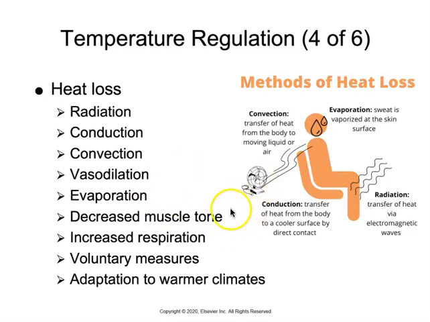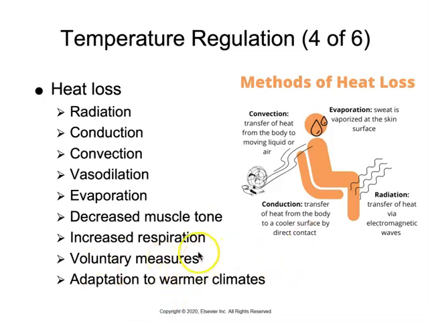Our decreased muscle tone is when we have that exhausted feeling that is caused by moderately reduced muscle tone and curtailed voluntary muscle activity. Increased respiration is when the air is exchanged with our environment through our normal process, so it doesn't have a big effect on our heat loss.